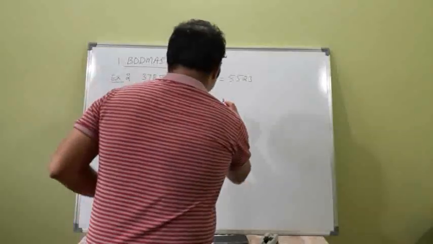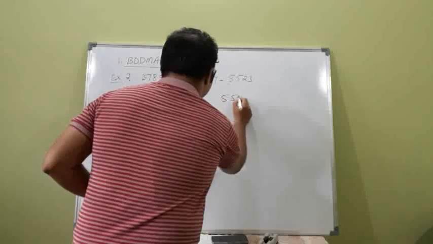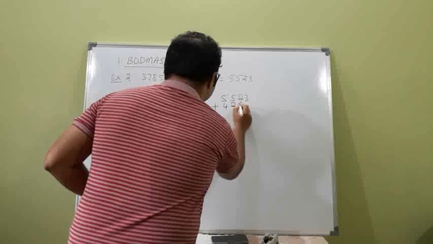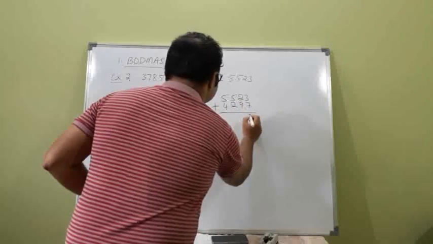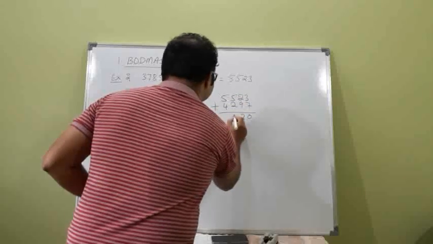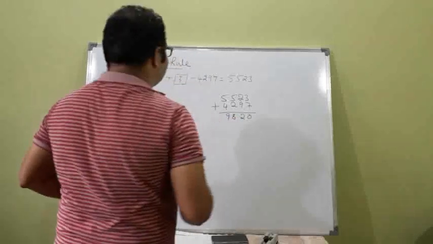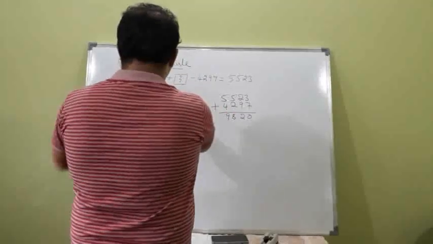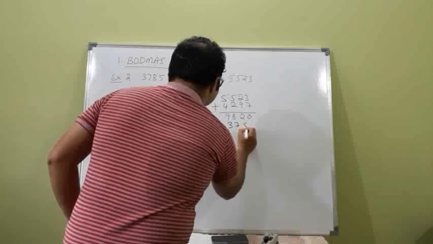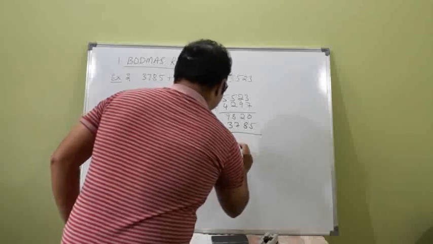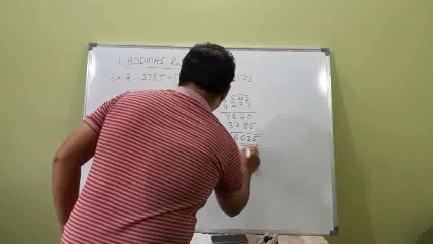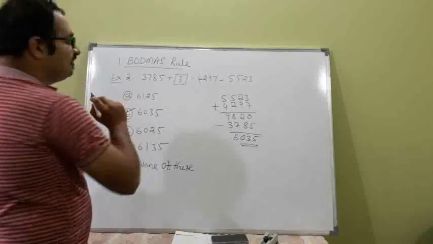Let's solve here. 5523 plus 4297, 0, carry 1 again, 9820. When LHS comes into RHS it becomes minus 3785. So here the answer is 6035. Option B is the correct answer.